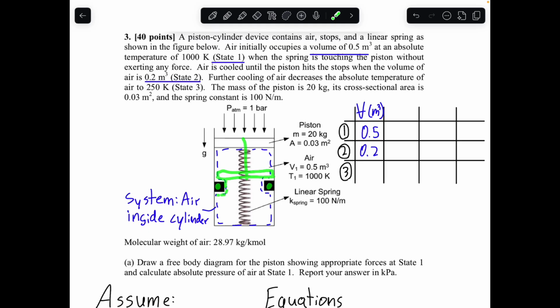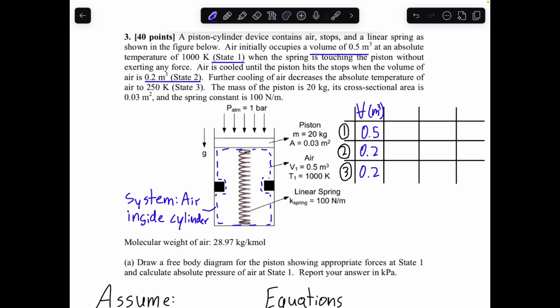And the volume that we have here at state 2 is going to be the same as the volume at state 3, because the piston can't go any further. And as we cool, it's going to want to go down further, but since it's hitting the stops here, it's not going to be able to. So this amount of volume that we have at state 2 is going to be the same as the volume at state 3. So we can just write that as well. It's going to be equal to 0.2 at state 3.